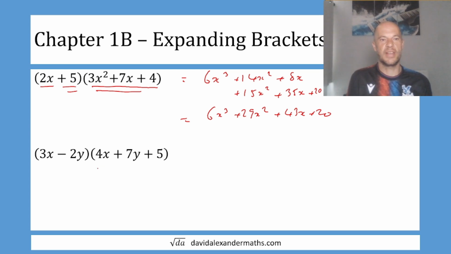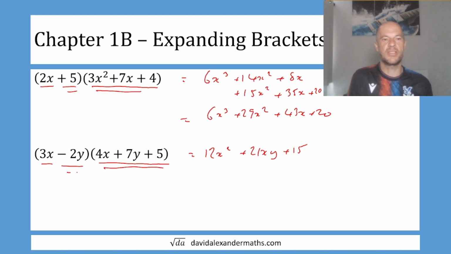And one other example, we're multiplying the entire bracket first by 3x and then secondly by negative 2y. So 4x times 3x, that is 12x squared. 3x times 7y is 21xy, and 3x times 5 is 15x. Repeating the process, but this time with the minus 2y. Remember, it's not 2y, but minus 2y.